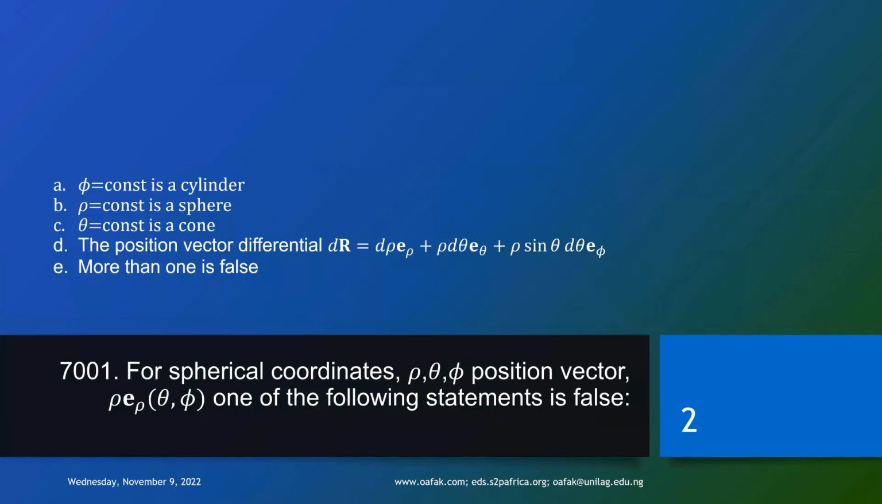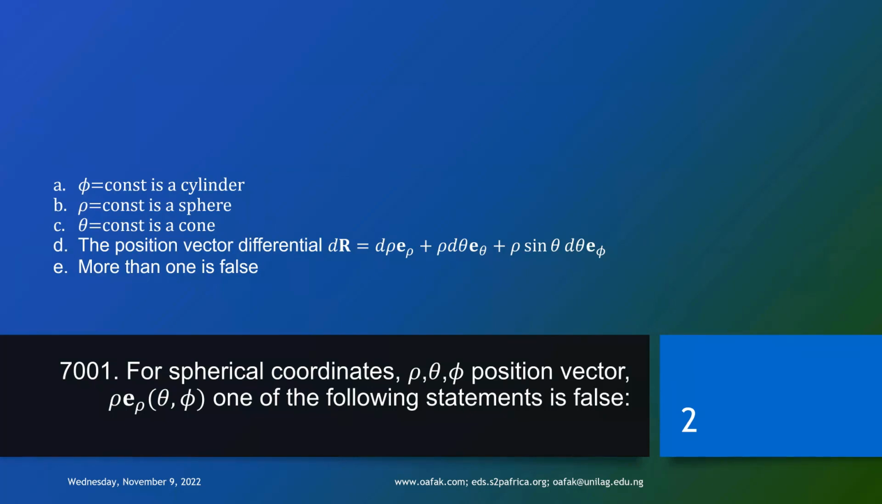Today, question 7001 says it's for spherical coordinates rho, theta, and phi. Position vector rho e rho, which is a function of theta and phi. One of the following statements is false. Phi is equal to constant is a cylinder. Rho is equal to constant is a sphere. Theta is equal to constant is a cone. The position vector differential is d rho e rho plus rho d theta e theta plus rho sine theta d phi e phi. So you already know that A is the correct answer.